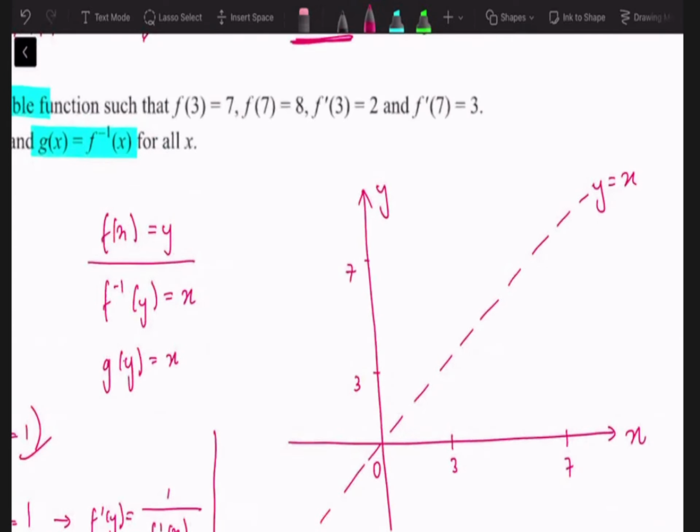So the points we have are at 3 and at 7, and at 7 it's going to be 8. So just pretend that's at 8, and at f dash 3 it's 2, so it's a bit like this, and f dash 7 is 3, so it's like this.